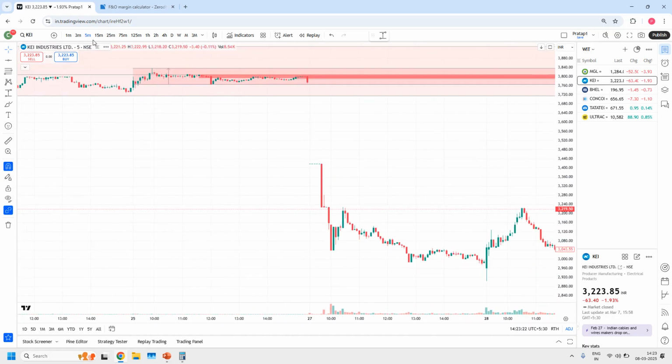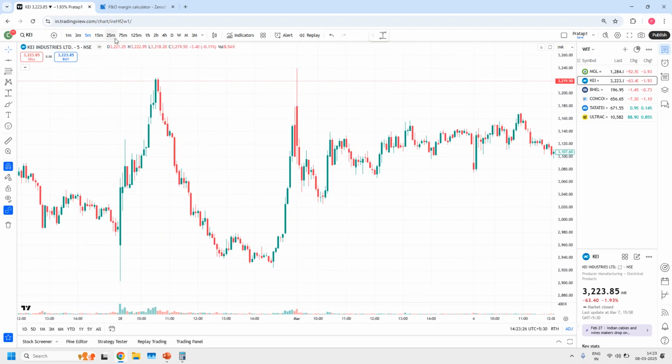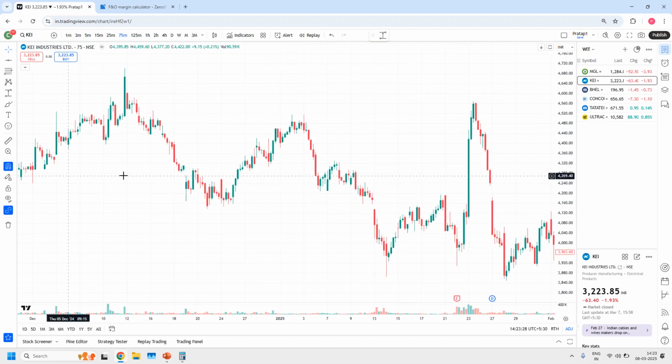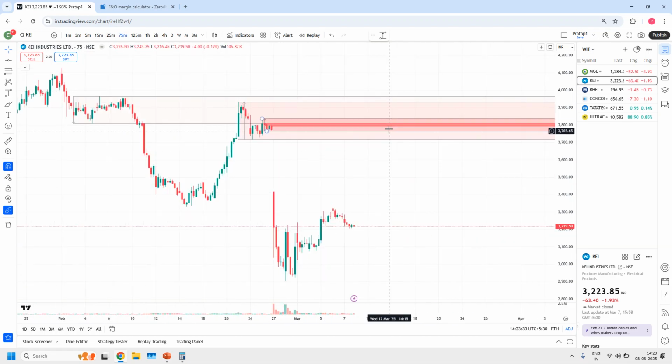But what happened? Have we got the trade this week? No. Because this week, let us look into the 75. This week prices did not enter into this zone. Now, the immediate question you should get in your mind, is this zone still valid?